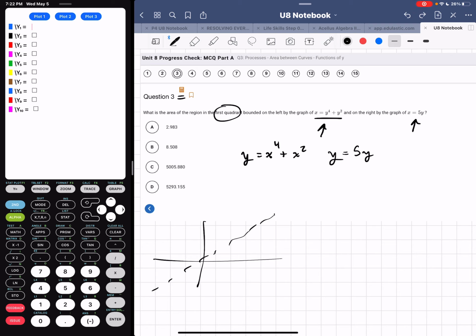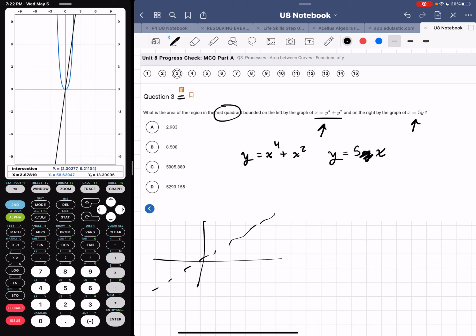So let's plug in our functions. We have x to the fourth plus x to the second. And then our other function, y sub 2, is going to be 5x. Oh, I wrote y. What a goober. Okay, so let's take a look at what our graph looks like really quick. I hit the graph and booyah.